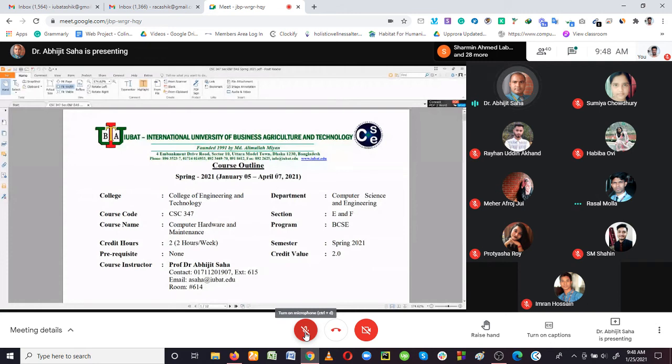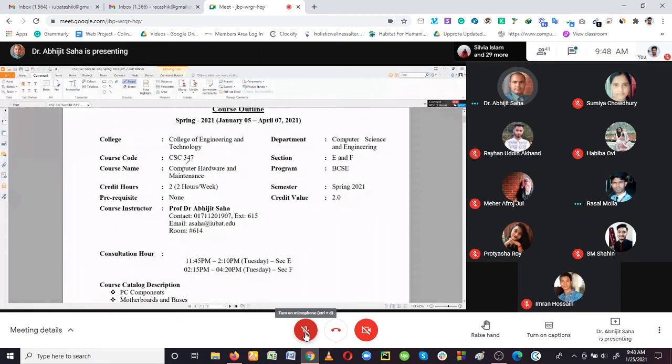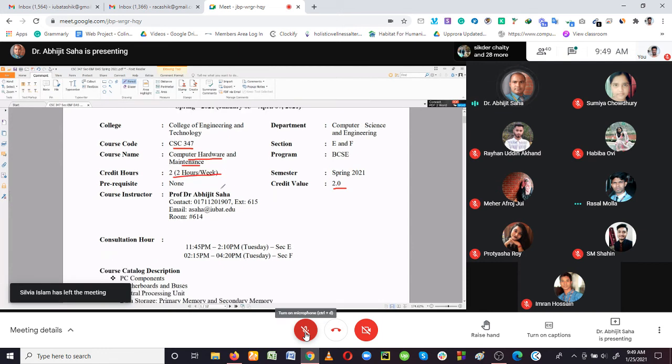So here we have the course outline for this semester. Our course code is CSC 347, and we are doing computer hardware and maintenance. That is the theory part. As I mentioned yesterday, we have 2 credit hours for the lab and 2 credits for the theory. So we are going to have a 2-hour class in a week.